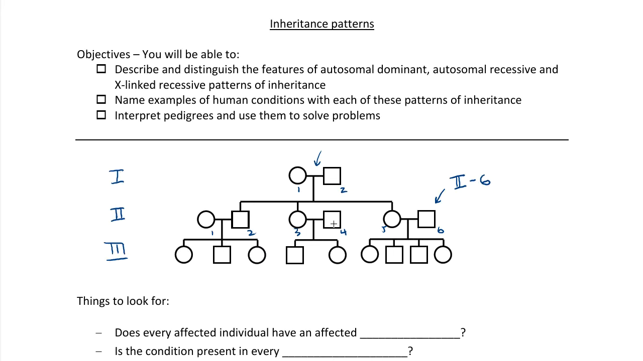When we have a condition that we are trying to track, we often show that by shading in the people who are affected by that. So this person might be affected by the condition, as is this person. And people who've died are often shown with a cross through them like that. So that's what a pedigree looks like.